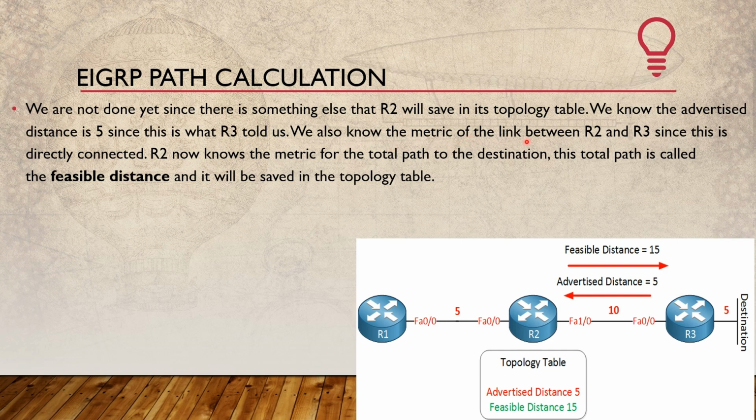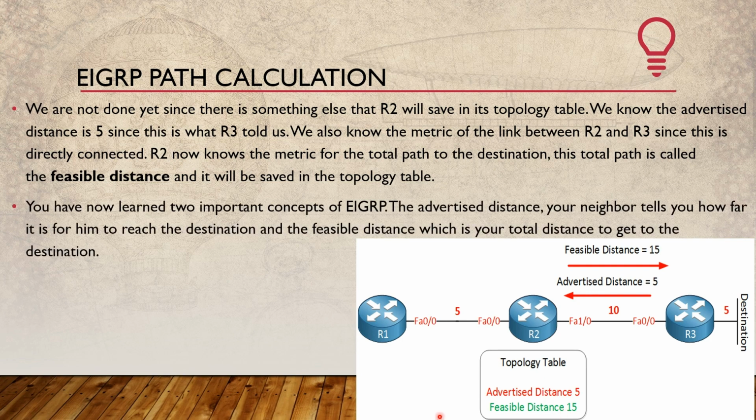We also know the metric of the link between R2 and R3, since this is directly connected. So R2 knows the metric for the total path to the destination. This is called the feasible distance and it will be saved in the topology table. R2 knows the value between R2 and R3, which are directly connected. That metric, the cost, is 10. Total distance between R2 and the destination via R3 is 10 plus 5, 15. So that will be saved in the topology table of R2. The advertised distance is 5, the feasible distance is 15.